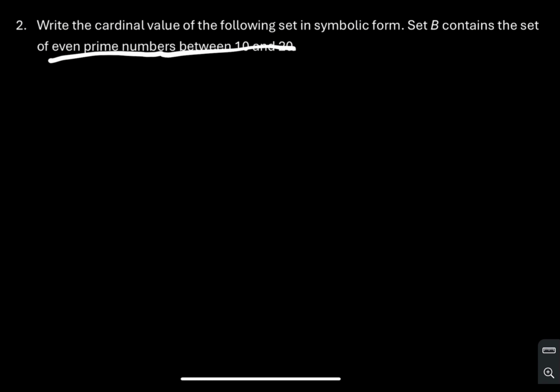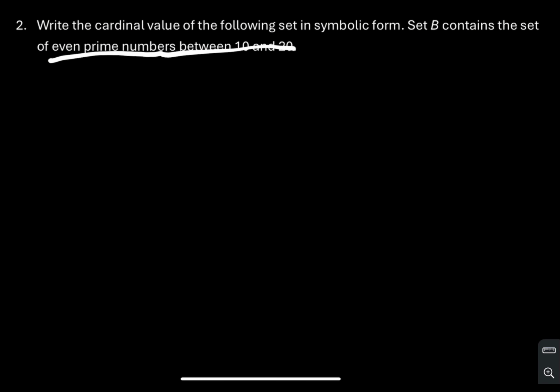If we had to write the set, it would be B is equal to, and then we have nothing inside of our brackets here because we have no elements in our set. So how do we write this for the cardinal value? Well, the cardinal value is going to be 0 since there's nothing in our set. So we write it as n, and then in parentheses, capital B is equal to 0. And that's going to be your answer.